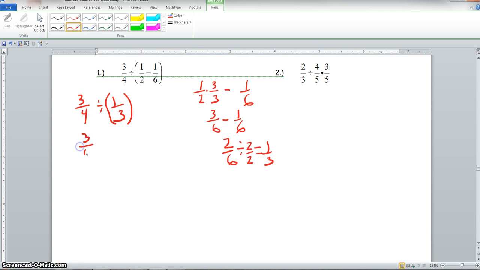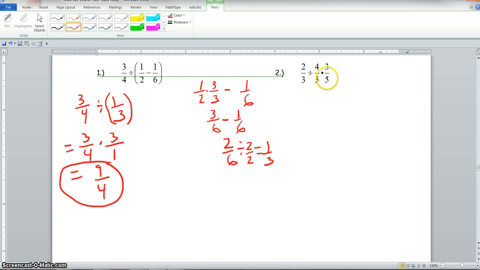So we'll bring down our 3/4. Division becomes multiplication, and we would take the reciprocal or flip this second fraction. Now we will multiply straight across. 3 times 3 is 9, and 4 times 1 is 4. And they have nothing else in common, so that is your final answer for number 1.